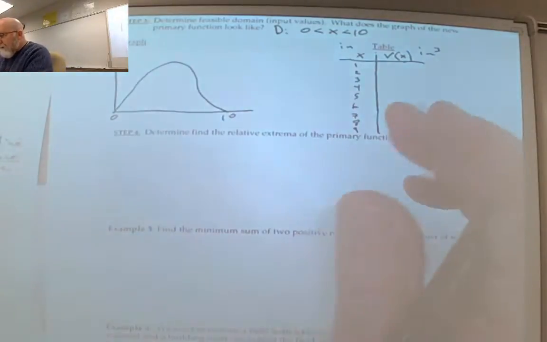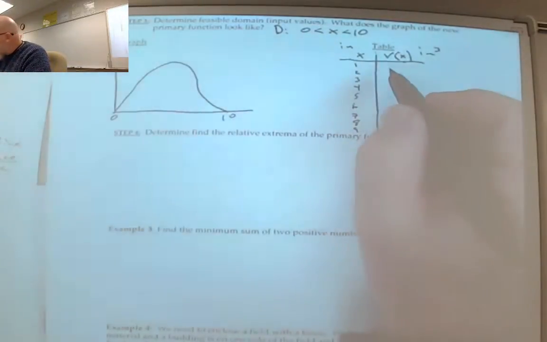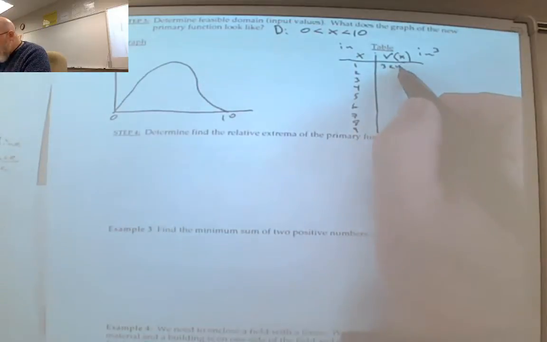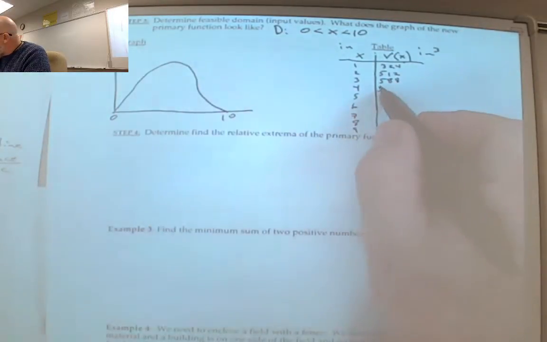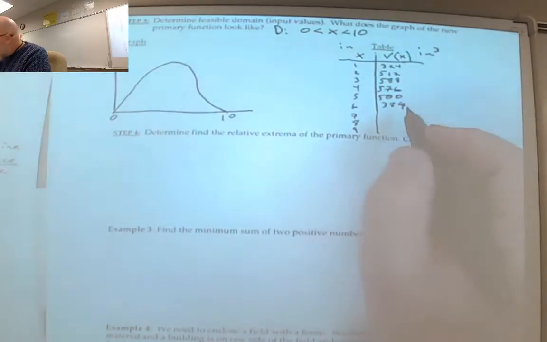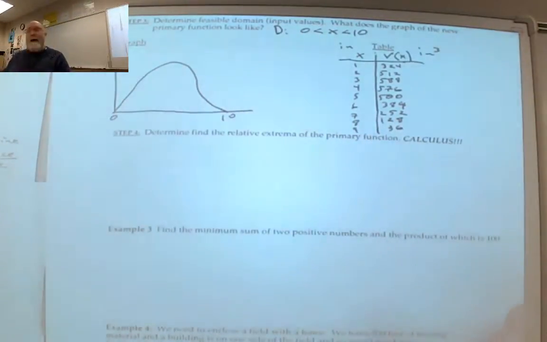So I put those numbers in. I just went to the table part of my calculator and I came up with this: 324, 512, 588, 576, 500, 384, 252, 128, and 36. Now, why would I do that? It looks like my maximum volume is around 588. Would you agree with that?